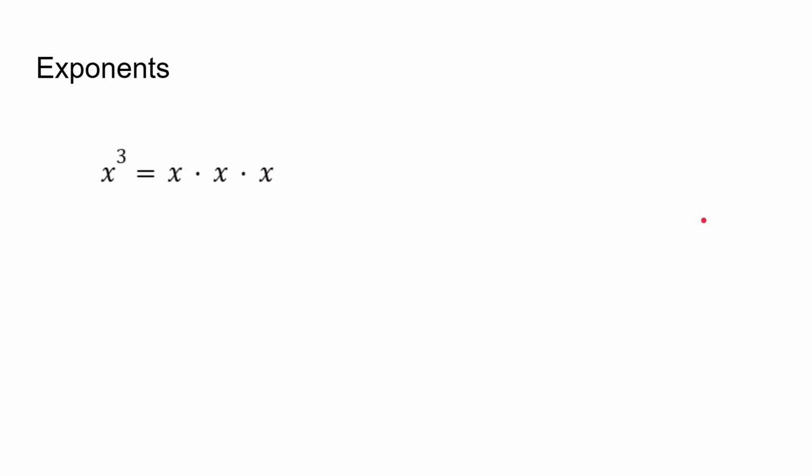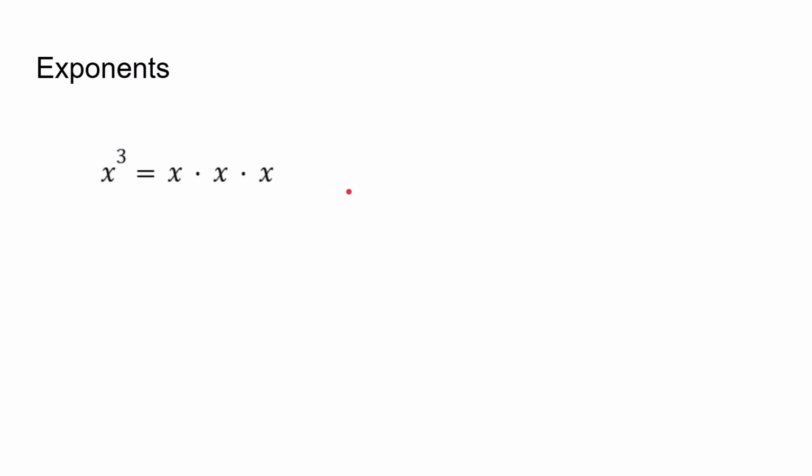The notation for exponents is going to be some value and then to the power of another value. This is x to the power of 3, and what you're really doing is repeated multiplication. So this is x multiplied by itself 3 times, so x times x times x.